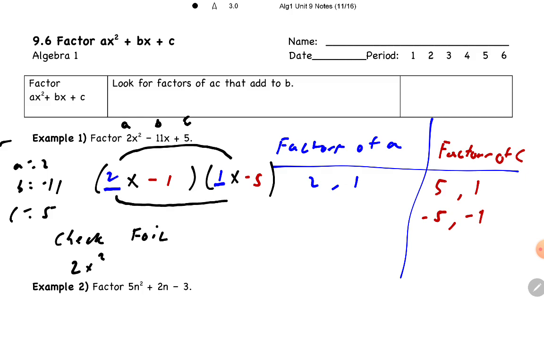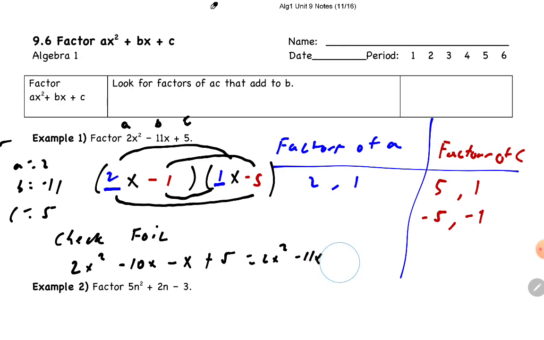Our outside numbers will give us minus 10x. Our inside numbers, so our outside and our inside numbers determine our b value. And then our last numbers determine our c value. So when I add this all together, I'll get 2x squared minus 11x plus 5, which matches our original equation. So we know that this right here is correct.